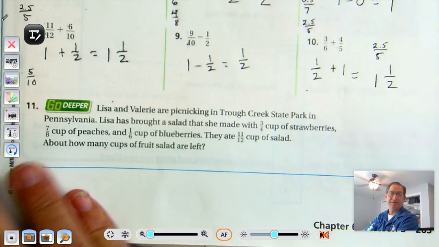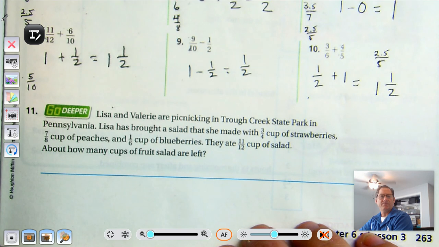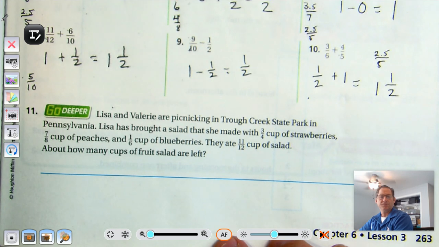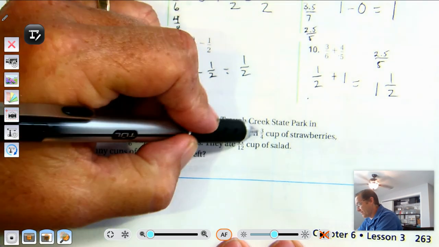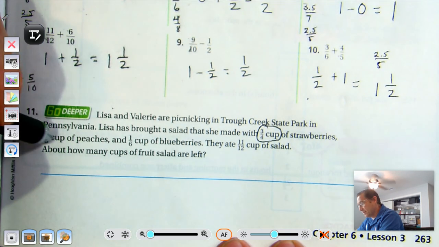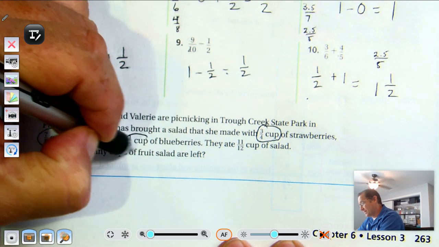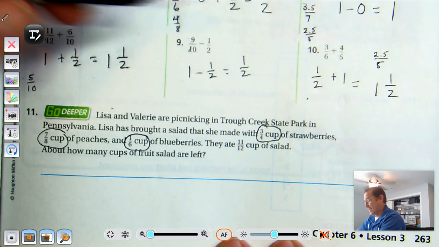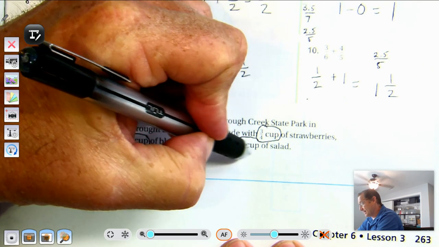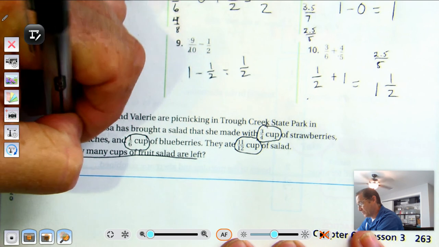Number 11. Lisa and Valerie are picnicking in Trough Creek State Park in Pennsylvania. Lisa has brought a salad that she made with 3/4 cup of strawberries, 7/8 cup of peaches, 1/6 cup of blueberries. They ate 11/12 cups of salad. About how many cups of fruit salad are left?